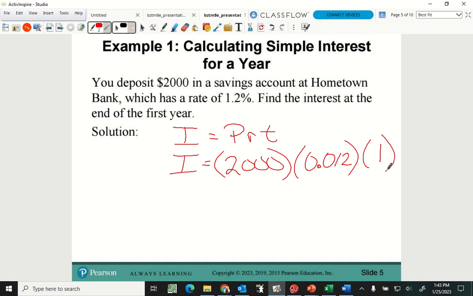See this right here? You've got plus signs. It's times. What did you get? All right, put it down.